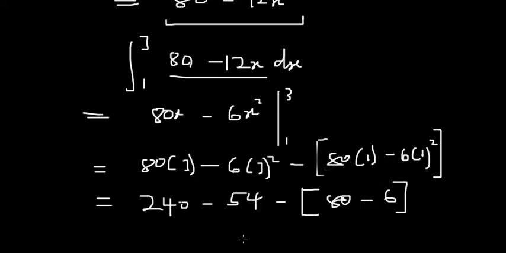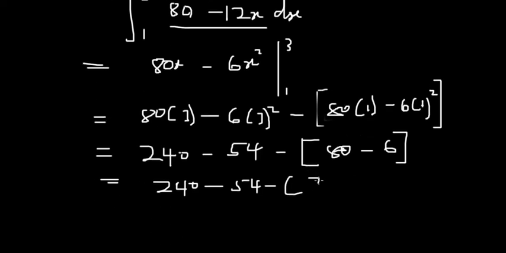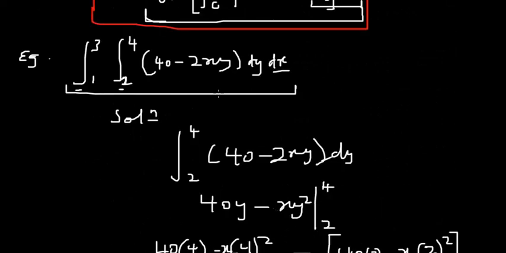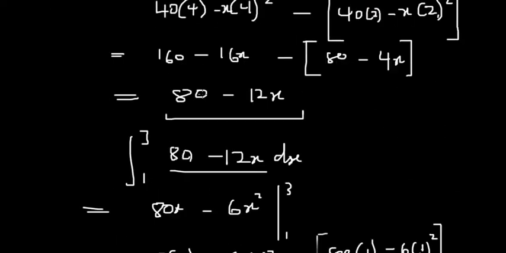When you compute the whole of this, you end up with 240 minus 54 minus 80 minus 6, that's 74. Once you compute the whole of this, you end up with 2. So this will be your final answer for this question. You could notice that this was quite simple and straight to the point. So let's take the next problem.